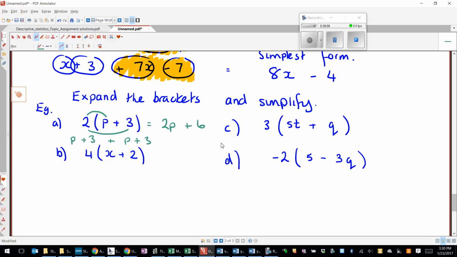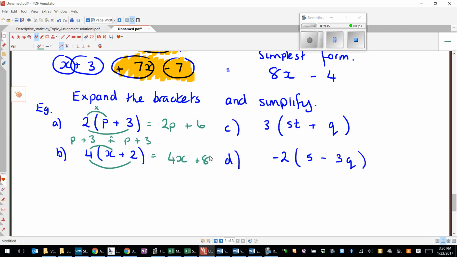Let's do B out loud. Millie, what would you write if you were allowed to do it in your book? Can we go straight to the quick way? So we're going to end up with 2's. How many x's are we going to end up with? We're going to end up with 4 x's, and 4 times 2 would be plus 8. Okay?